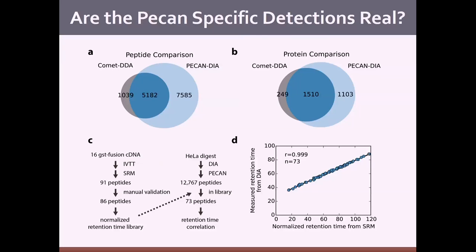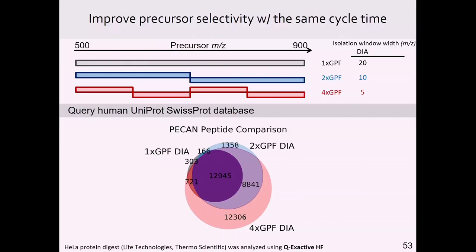So a couple other things I'll point out. This is again showing that if you improve the selectivity but want to keep the same cycle time, we did a bunch of gas phase fractionation experiments. So here's 20 m/z data, with no multiplexing here. Here's two gas phase fractionations at 10. Here's four. And you notice that basically the narrower the windows, the more things we obtain. It's not that surprising. Even with DDA, if you do gas phase fractionation, you get better results. So in that regard, we did do gas phase fractionation with DDA results.